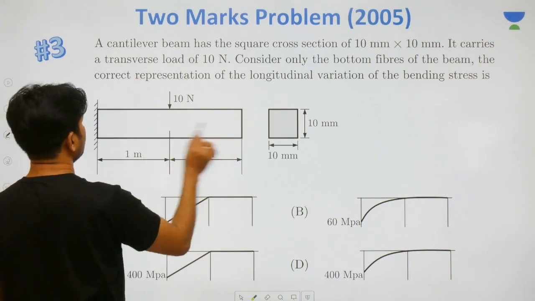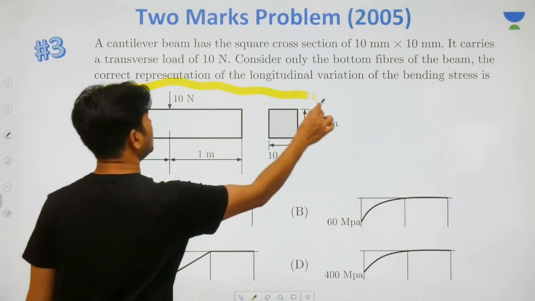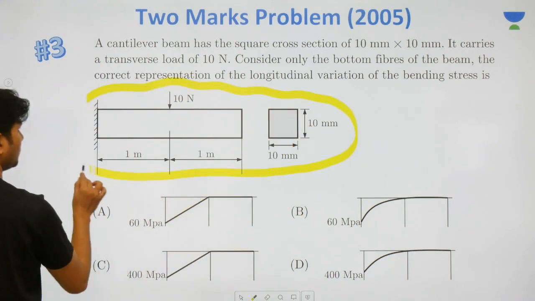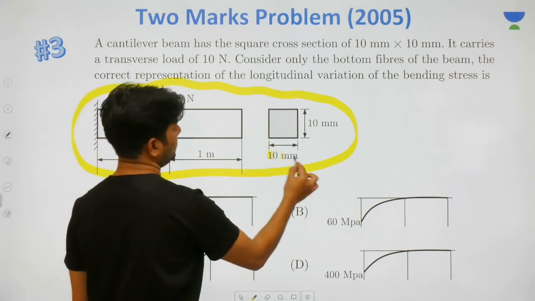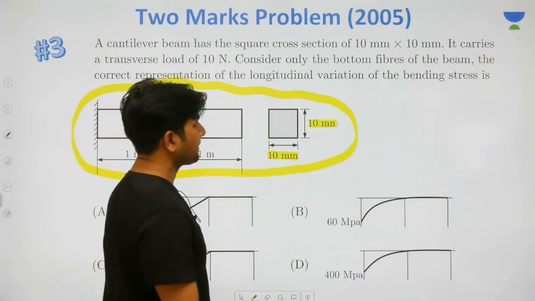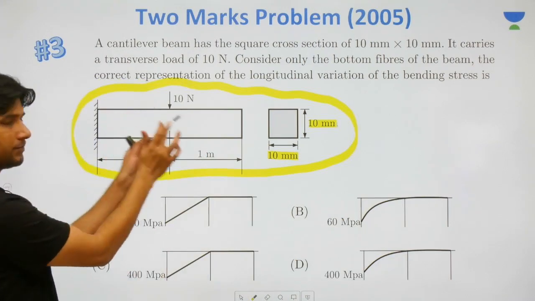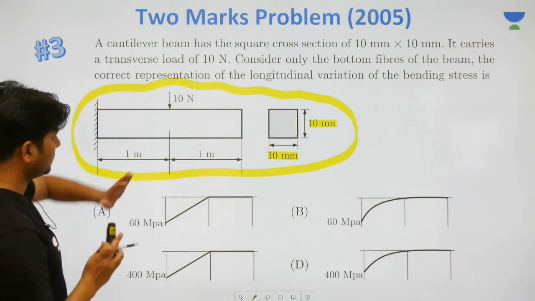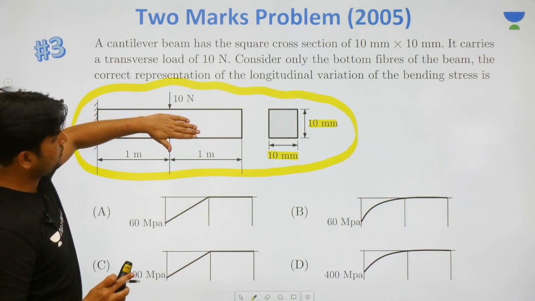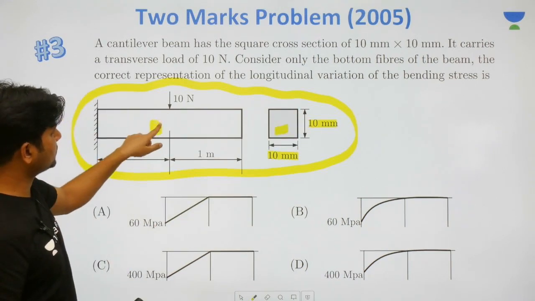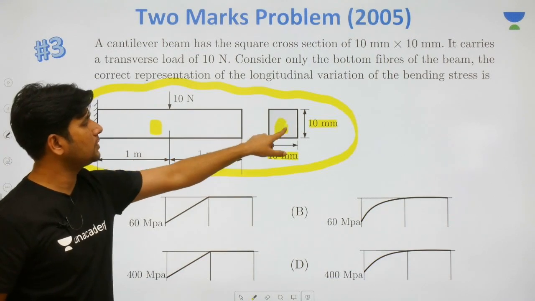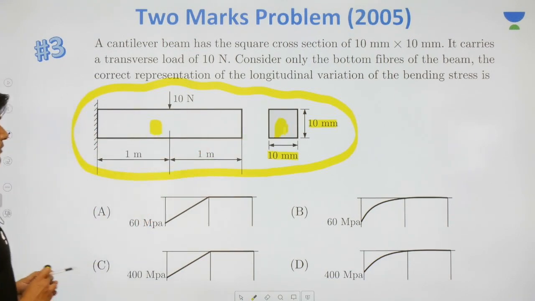The problem says that you have a cantilever beam loaded as shown in the figure, and it has a cross section which is square, 10 mm by 10 mm. So the beam is given here and the cross section is given here. This entire information is given.